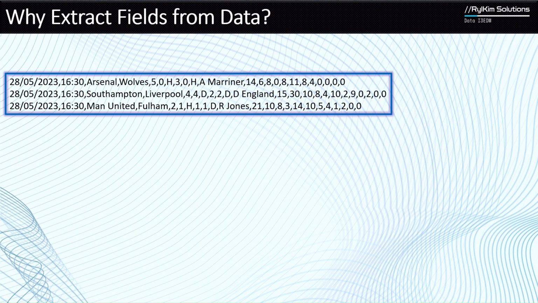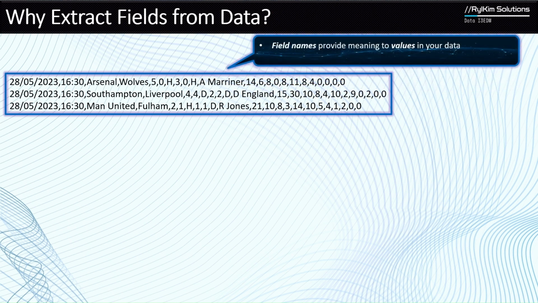What you want to do with field extractions is assign field names to the values that are present in this data, because suddenly if you assign field names to the values, it now tells you that, oh, this first field has this name, this second field has this name. So suddenly you have now assigned meaning to this raw data that you have in Splunk.